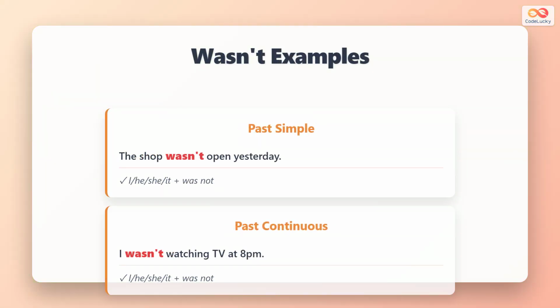Let's practice with wasn't. First example in past simple. The shop wasn't open yesterday. We use wasn't because the shop is singular. Second example in past continuous. I wasn't watching television at 8 in the evening. We use wasn't for I because it's singular in the past. Use wasn't for I, he, she, and it.